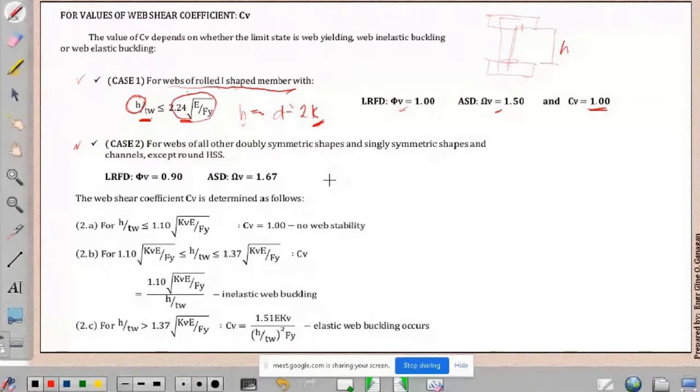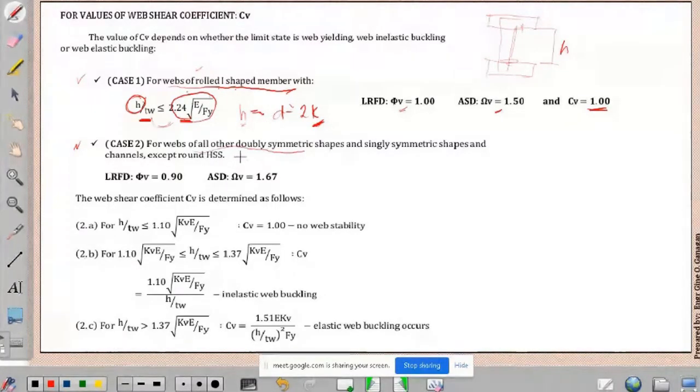Okay? So pagka hindi pumasok yung ating condition ng beam dito sa case 1, move na kayo doon sa case 2. Pag nag-fail ito, hindi na na-satisfy itong equation, punta kayo sa case 2. Kasi sa case 2, for all other doubly symmetric, and I shape is a doubly symmetric. Okay? Sa case 2. Kaya pag hindi na-satisfy yung wide flange, lahat ng I-shape section ninyo or I-shape member ninyo sa case 1, move on na kayo dito sa case 2.